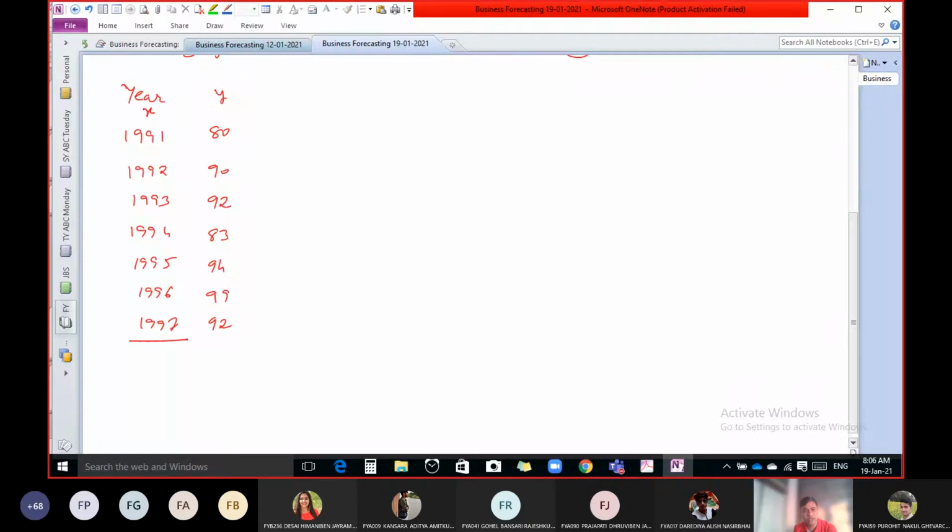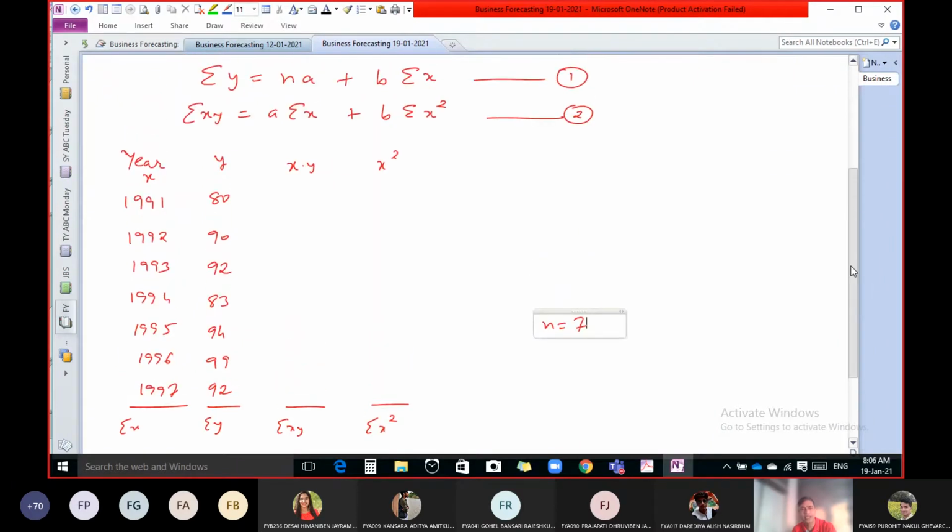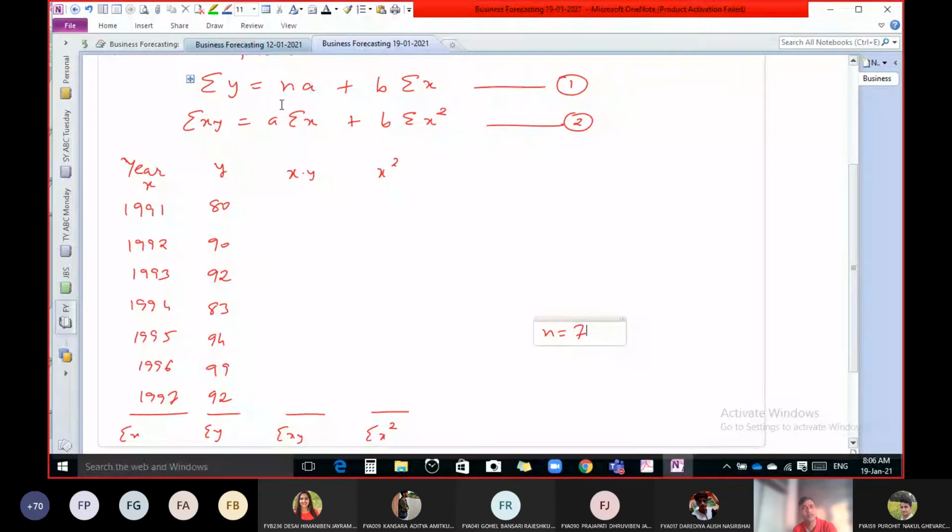If we add this, we get sigma x. If we add this, we get sigma y. Then we have to multiply x with y and then x square, and add these values. So we get sigma xy and sigma x square. And we have the value of n equal to 7. There are 7 years. Once you calculate all these values, put them in the two equations and solve, you will get the value of a and b. And once we get a and b, you can estimate the value of y for the given value of x.